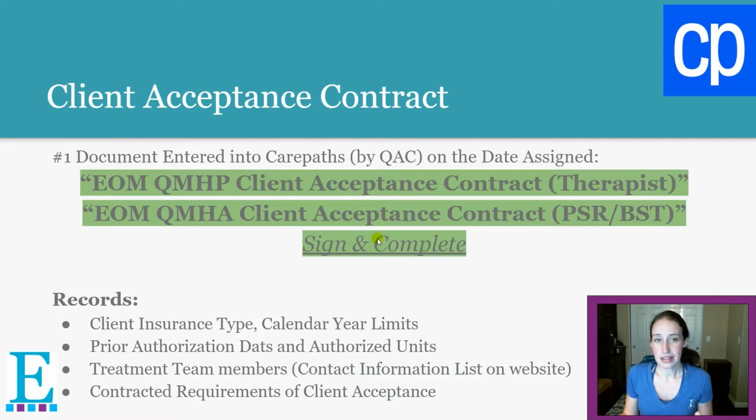The different things that will be on this contract will be the client's insurance type, their calendar year limits, like how much they're allowed to use without a PAR in a particular year. If there are any prior authorizations that are already done, the dates and authorized units for that. Other treatment team members, their contact information can be found on our website in the members only portal, and the contracted requirements of accepting that client, which are just our standard company requirements.